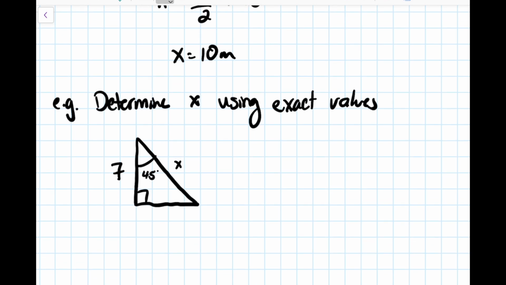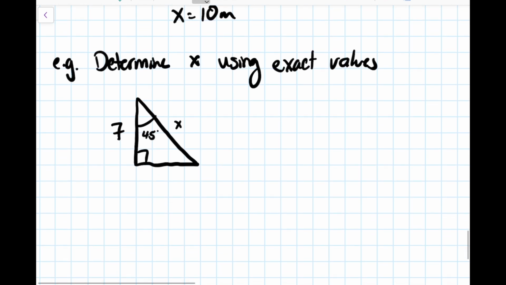Now, granted, you could figure out this side down here and then do Pythagorean theorem, but please don't do that. So try to always do this in the most efficient way possible and as few steps as you can. So go ahead and pause here and try to figure out what x is on your own.